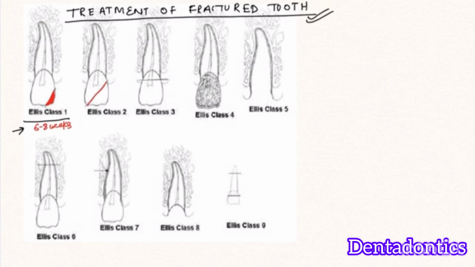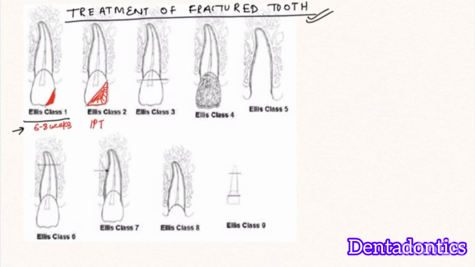Then this is Ellis class 2 where the enamel and dentine is involved. Here you can see enamel and dentine both are involved. So in this case what we can do, we can restore the tooth and check the vitality after 6 to 8 weeks. In case when the fracture is deeper in the dentine, then we can do indirect pulp therapy.